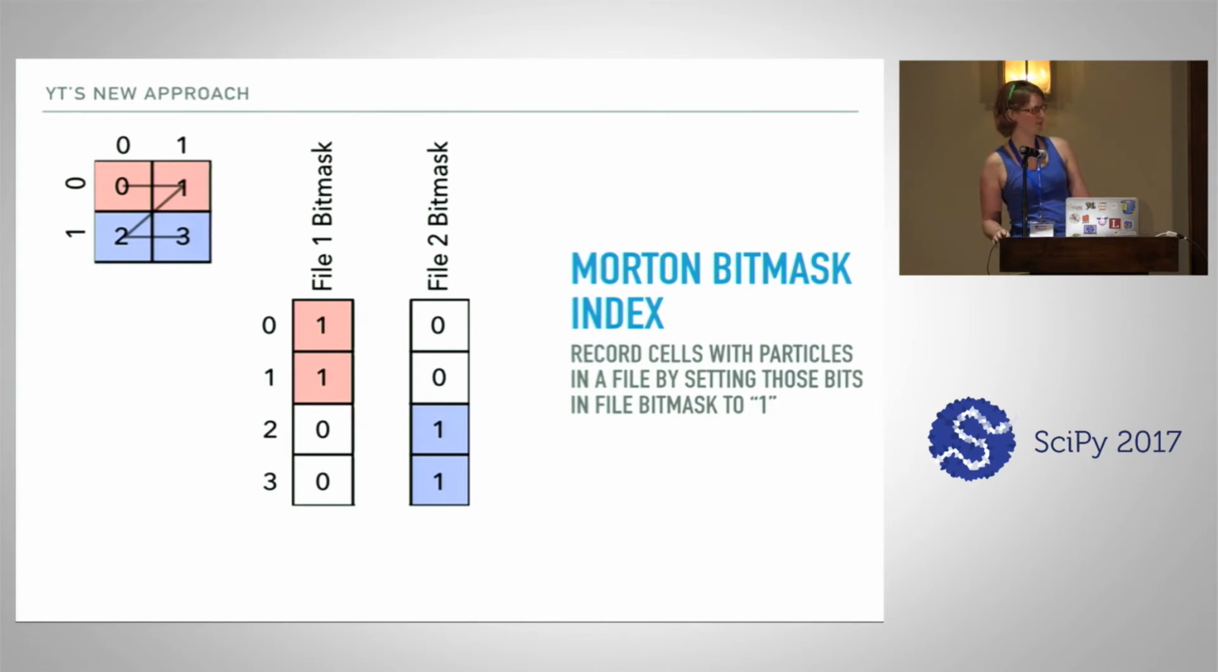So in this example, we just have a file 1 in red and file 2 in blue. And you can see that file 1 only has the first 2 bits set, and file 2 only has the second 2 bits set. And so we do this for however many files there are in the data set.